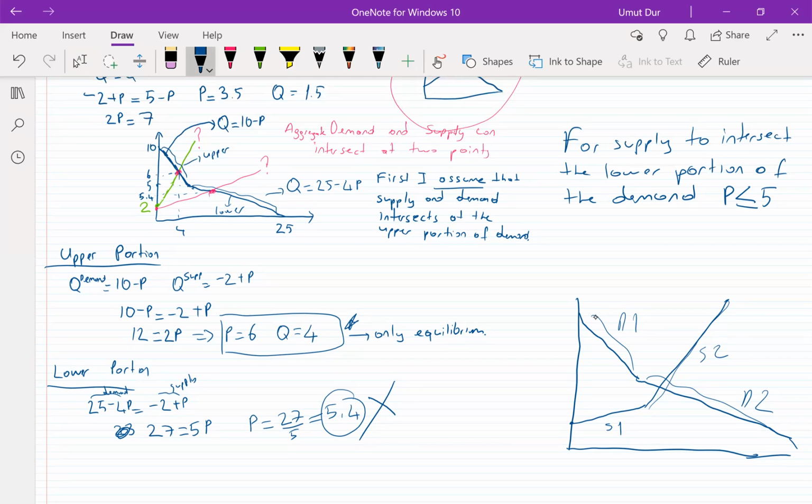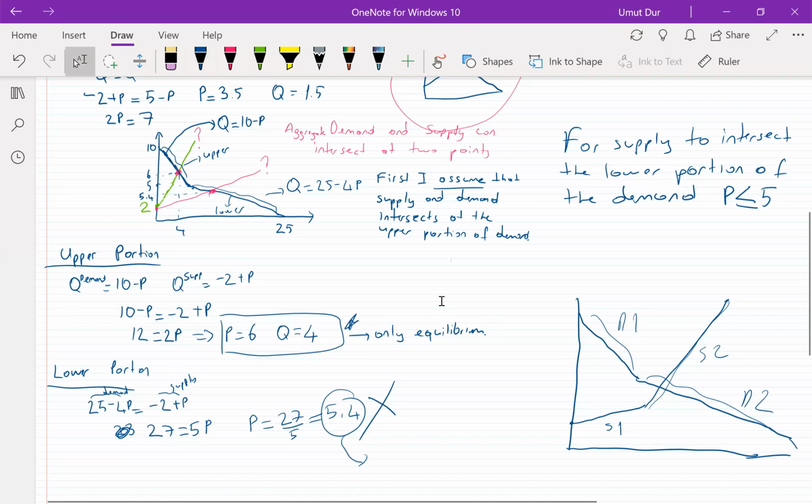So there is a contradiction: the demand curve is the lower portion when the price is less than 5, but the equilibrium price that I have found is greater than 5. So this creates a contradiction. Is it clear now? Daha açık oldu mu? Tamam.